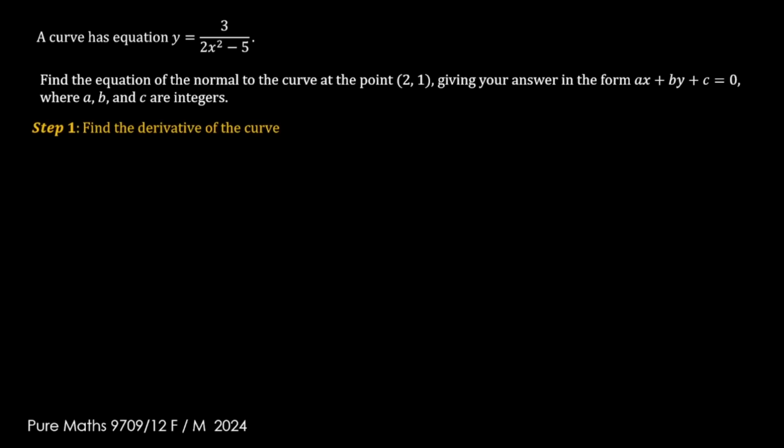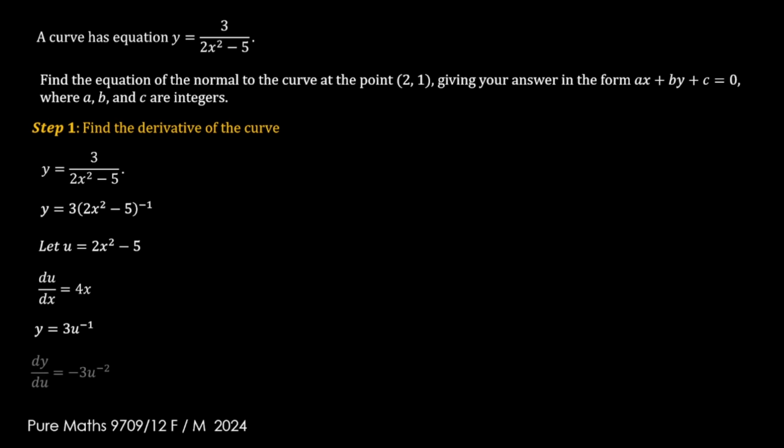The first thing we want to do is find the derivative of the curve, otherwise known as the gradient function. We write down the equation again, and we'll move the denominator to the top and change the power to -1. And we'll apply the chain rule. We let u equal 2x squared minus 5. So du/dx will be 4x. That means that y will equal 3 times u to the power -1, and dy/du then will be -3u to the power -2.